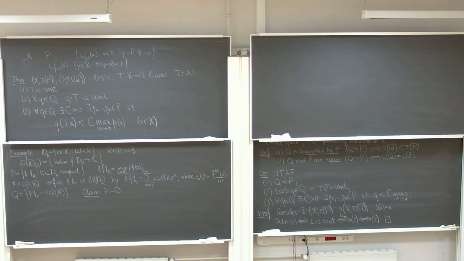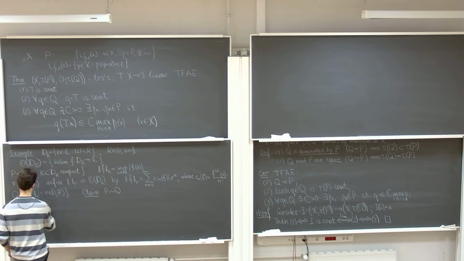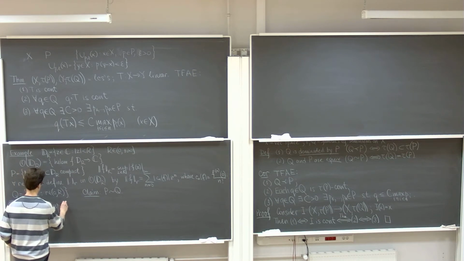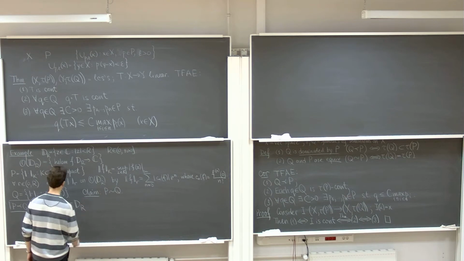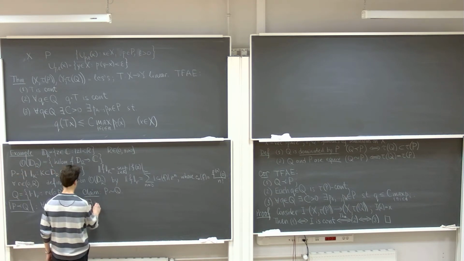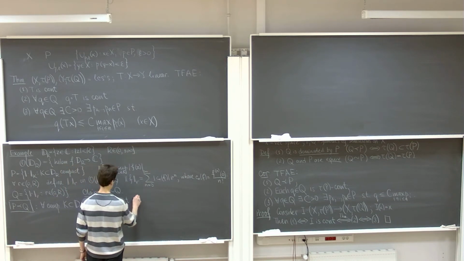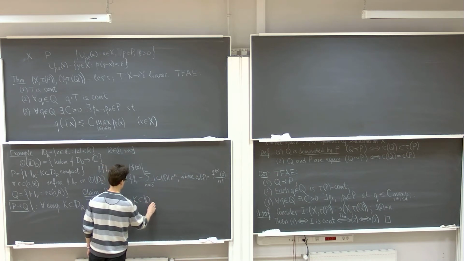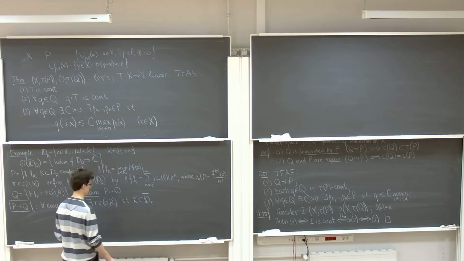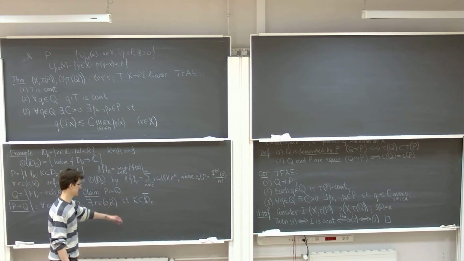Well, indeed, why is it so? First of all, let's show that P is dominated by Q. We take an arbitrary compact set K in the disk, and find a positive number r, smaller than big R, such that K is contained in the closed disk of radius little r. This is always possible by the compactness of K.